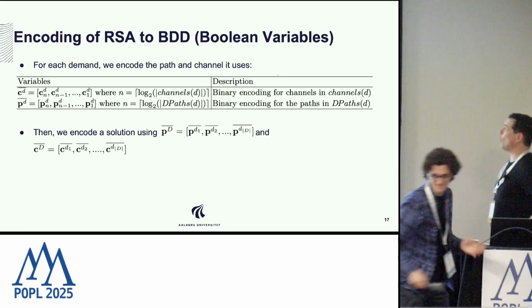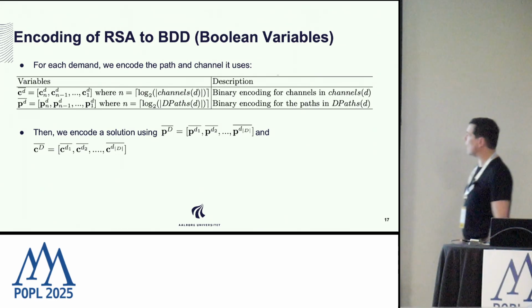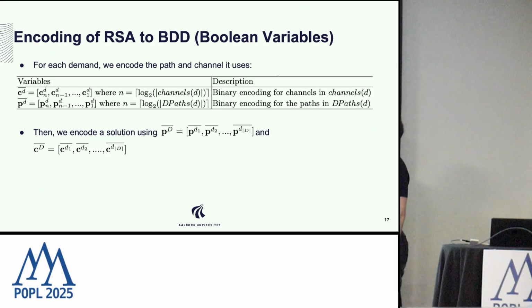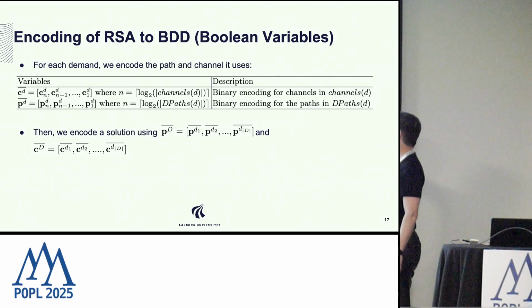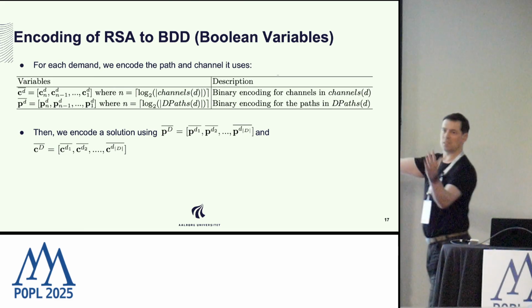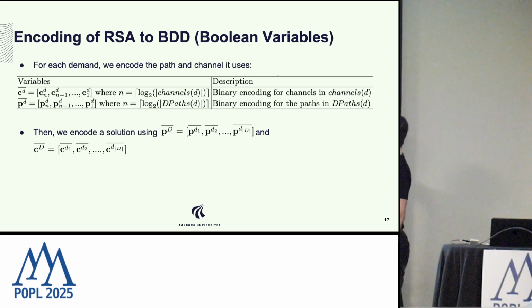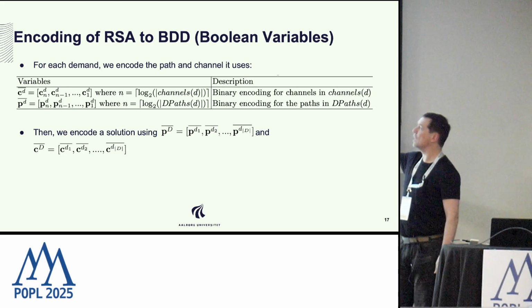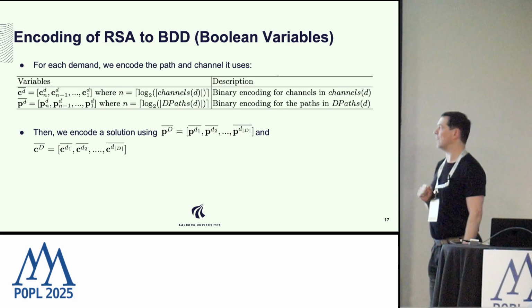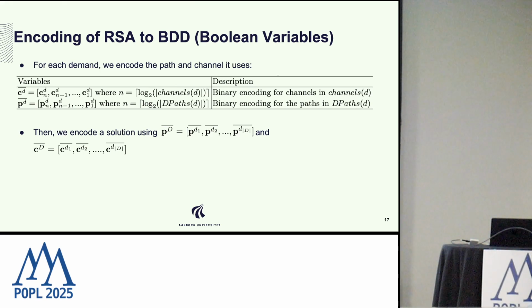Good. So how do we do the encoding? We need to define the Boolean variables. For every demand, we will have the encoding of channels, and we only need log 2 of the number of channels Boolean variables for that. And for every path in the path set of the demand, we also need some variables to encode that. The whole solution is encoded so that for every demand we have the path encoding and the channel encoding.